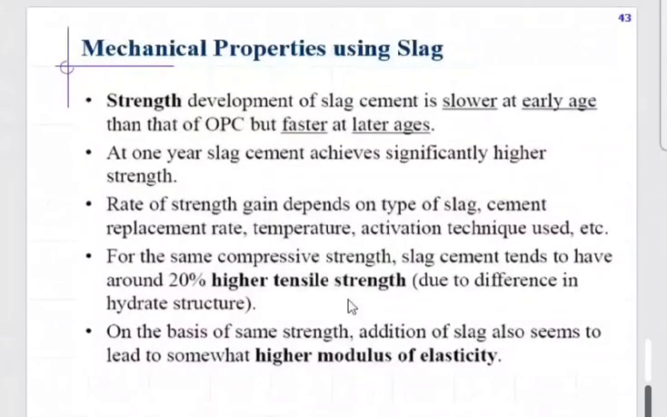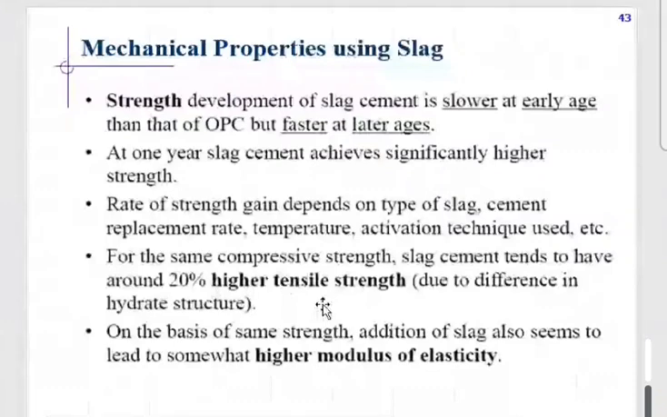As I told you, its early age strength is slower, but at later ages it is higher. Its strength development is slower at the early ages, but faster at the later ages. If you see after 1 year, slag has gained significantly in strength as compared to normal Portland. It can give you about 20% higher tensile strength.